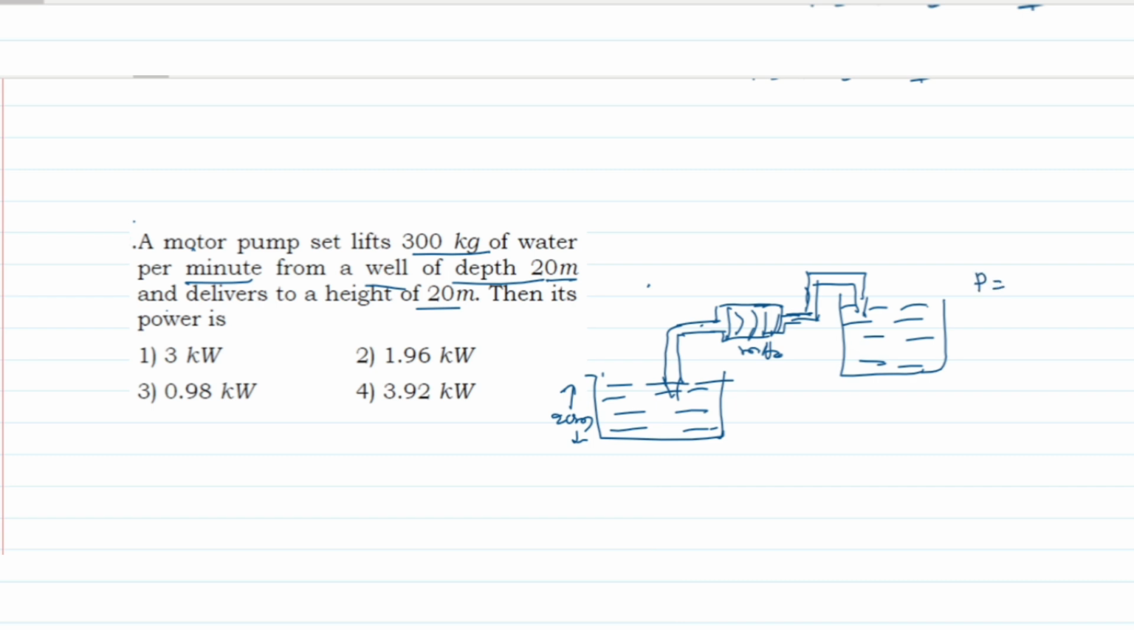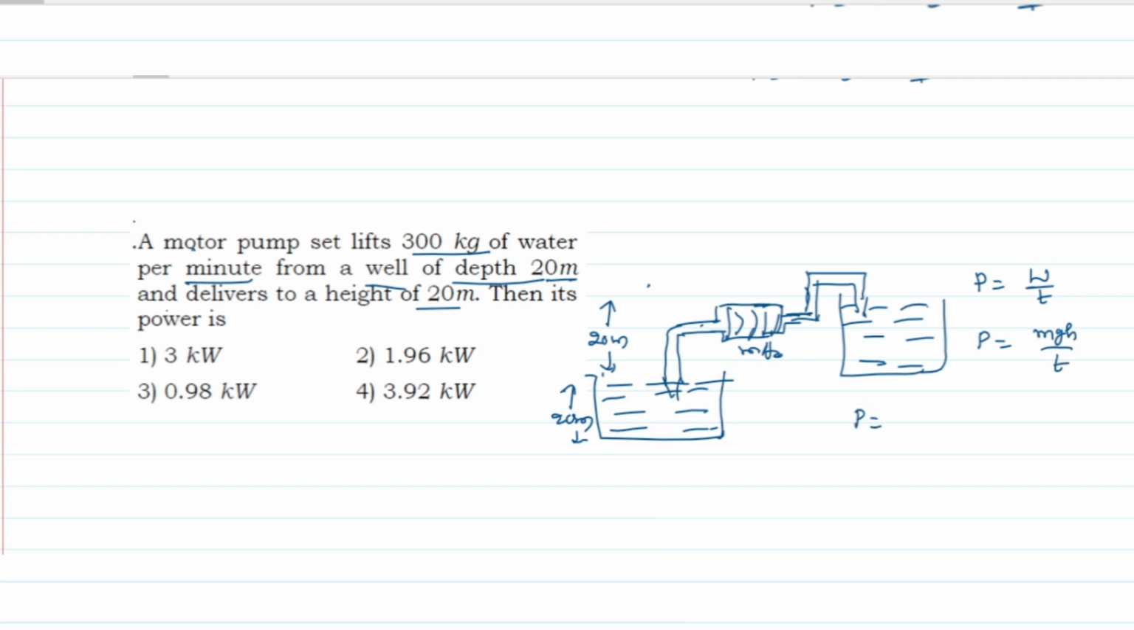Power is the rate of doing work. Here it is going to be lifting the water, and the depth of the well is given, and it is going to be lifting the water to a height of again 20 meters. So together the work done can be stored in the form of potential energy. Here mgh by t we are taking.